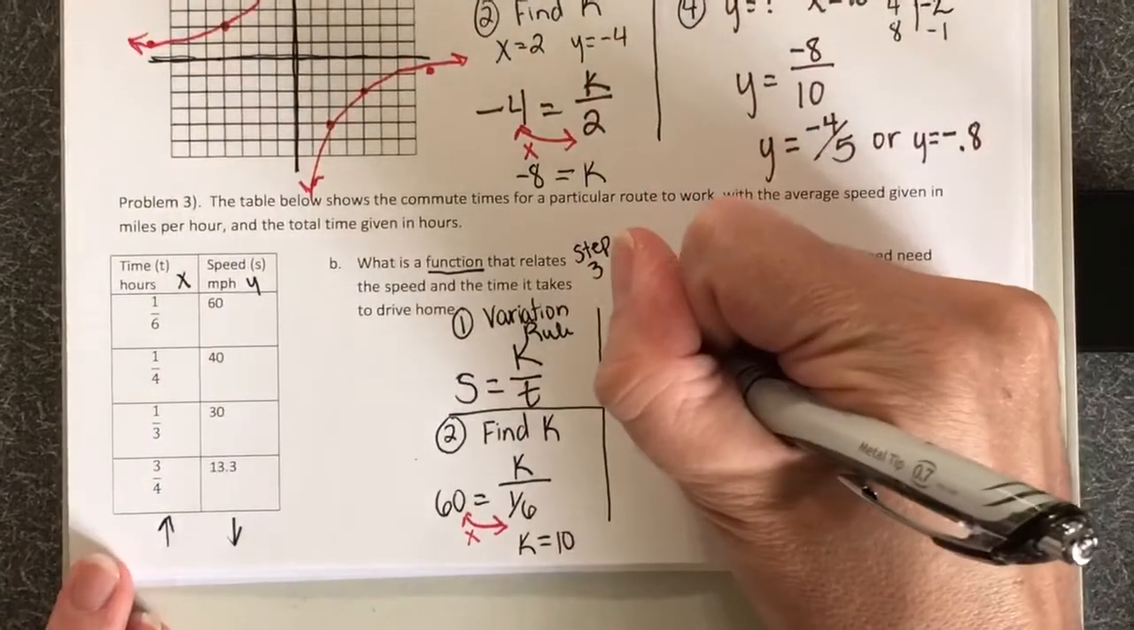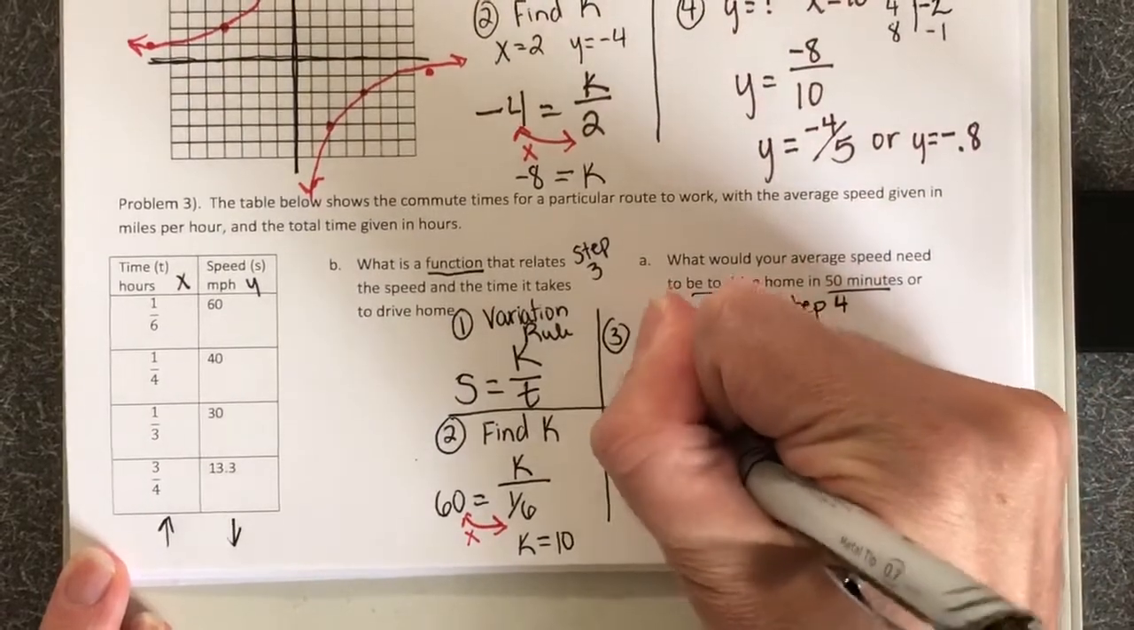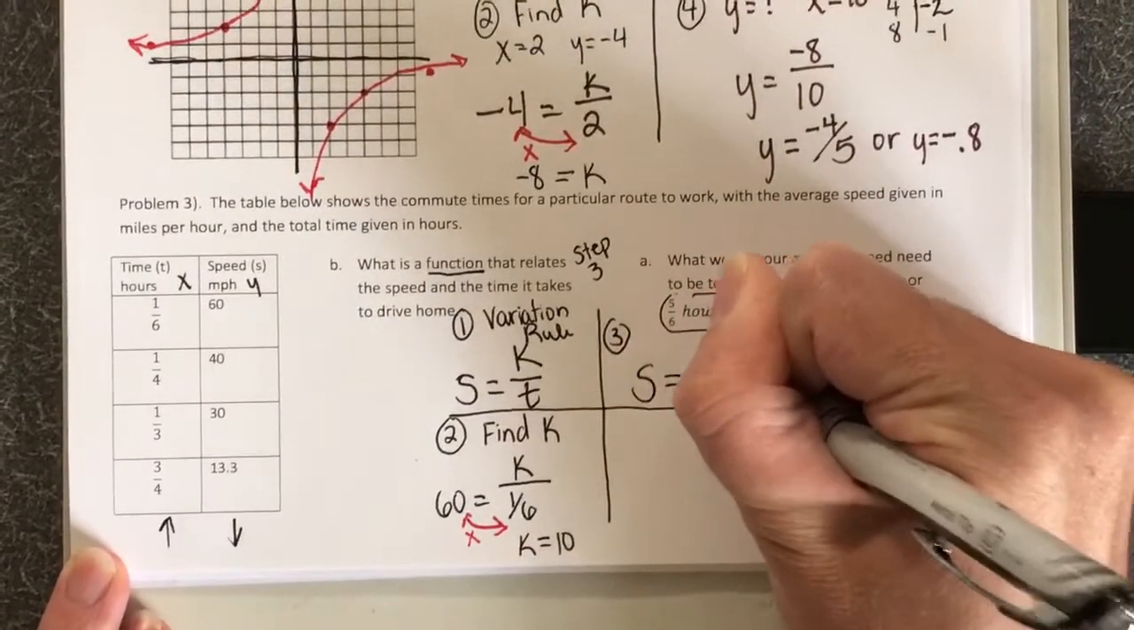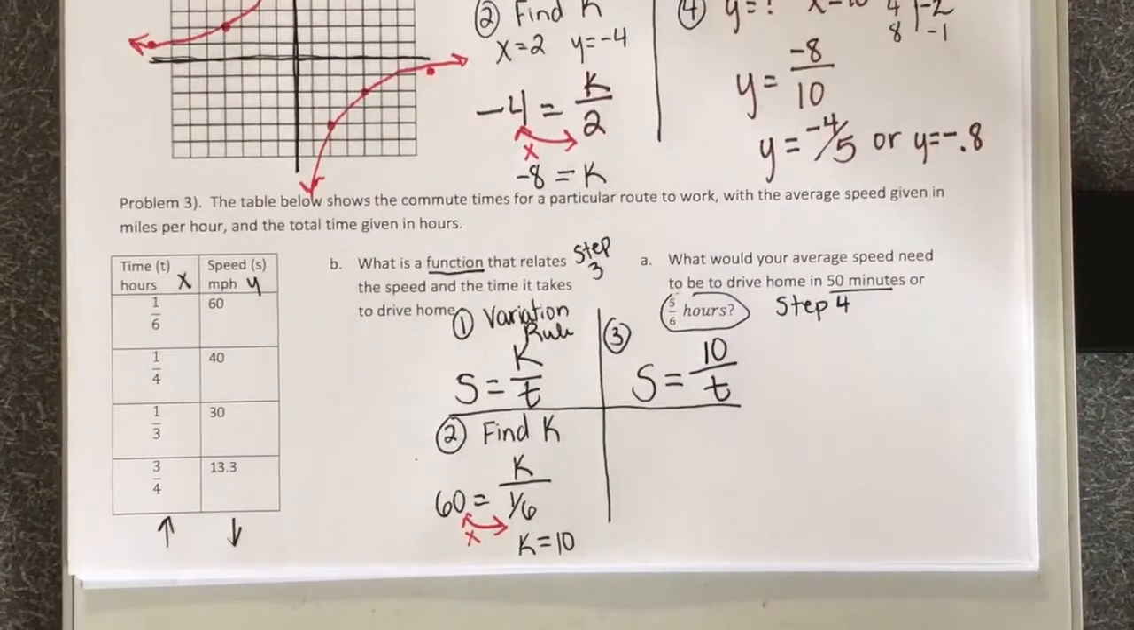So now step 3 is my function rule. So s is equal to 10 divided by t. My speed is equal to 10 divided by the time.